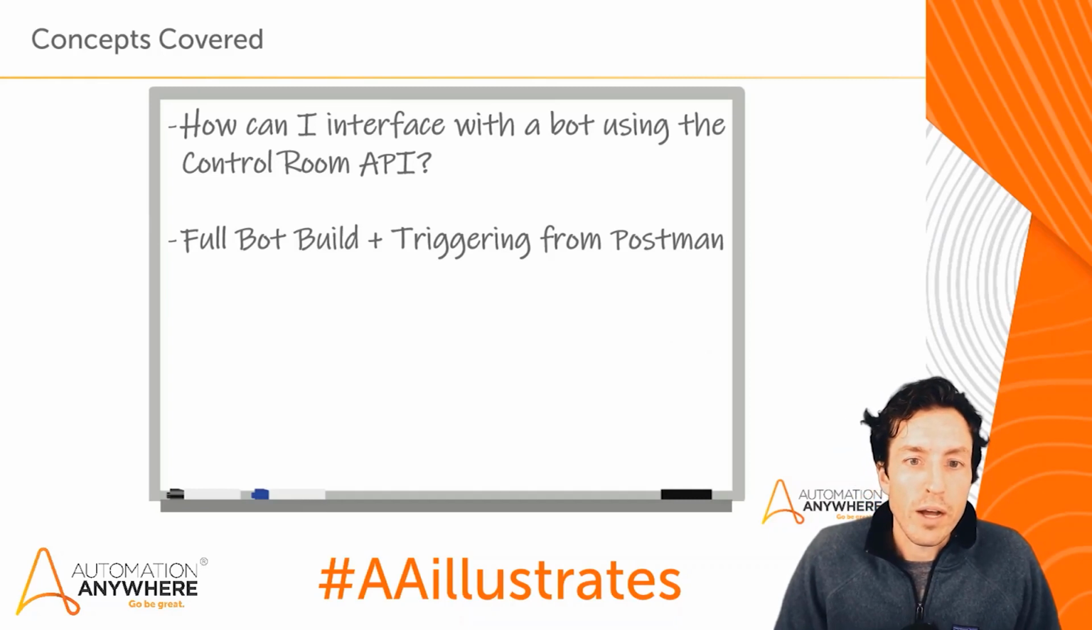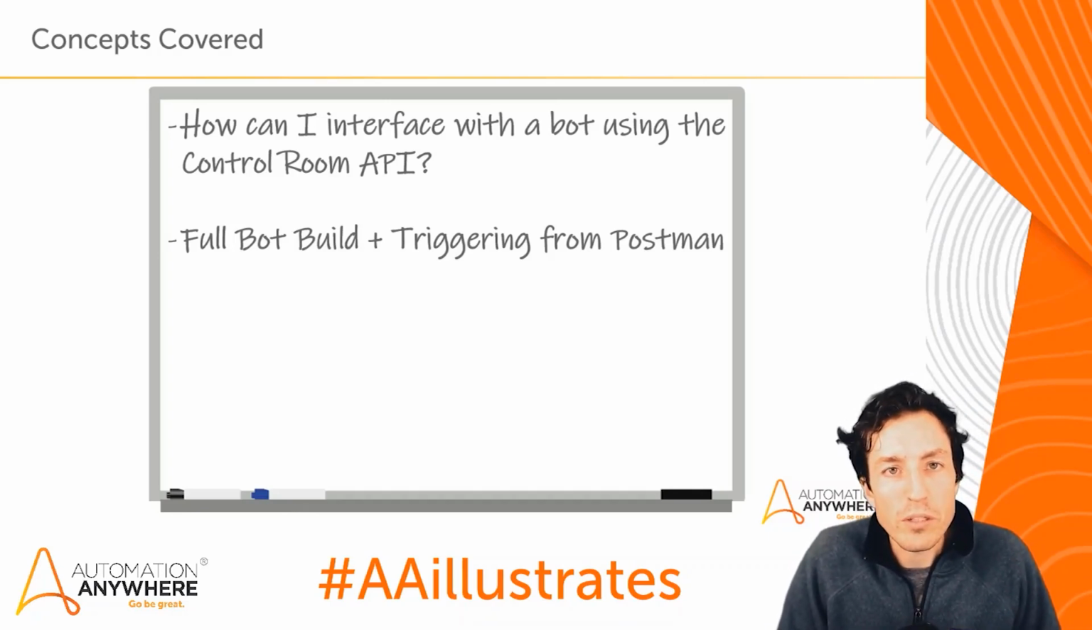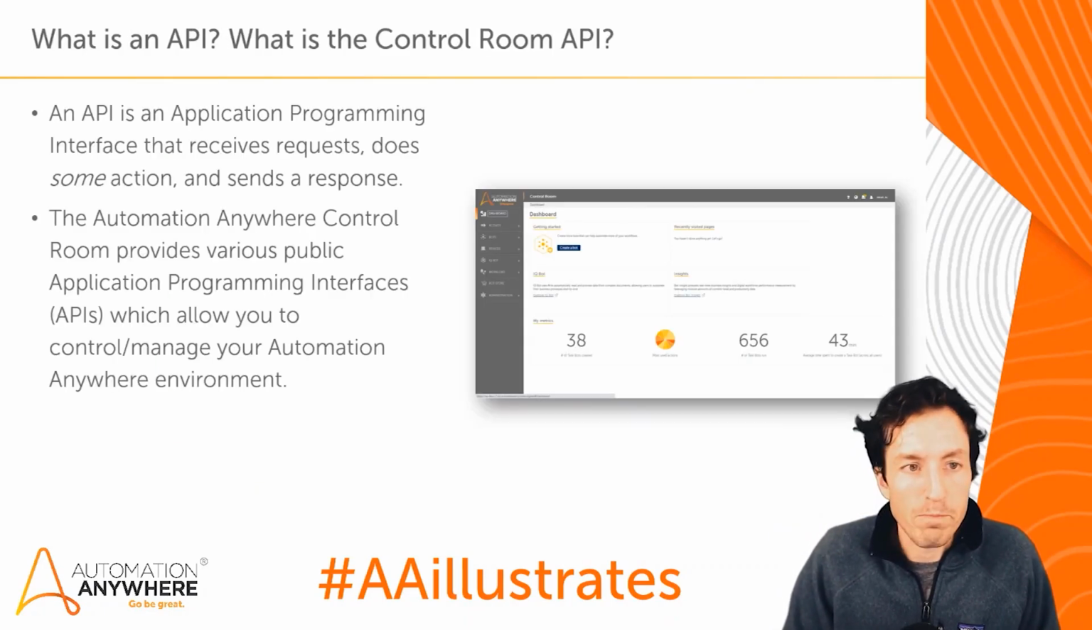If you followed the AA Illustrates series a couple episodes ago, we did an introduction to the Control Room API. We introduced a Postman collection that has, I think, 45 or 50 different endpoints. So we'll be using that same collection, and I'll post a link to that down below as well.